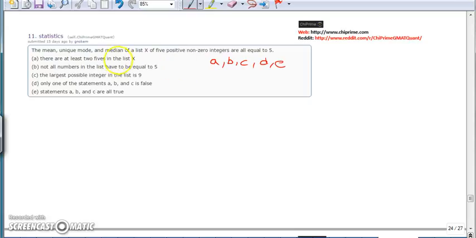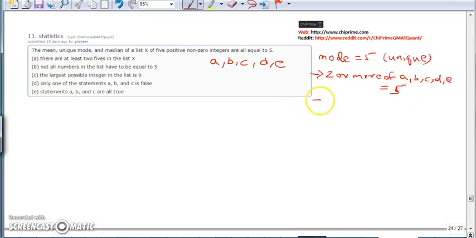Now we're given that the mode is unique, and the mode is equal to 5. So let's say mode equal to 5, and it's unique, which means that at least 2, if not more than 2, are equal to 5. So this means two things. One, 2 or more of A, B, C, D, and E are equal to 5, because that's the unique mode.